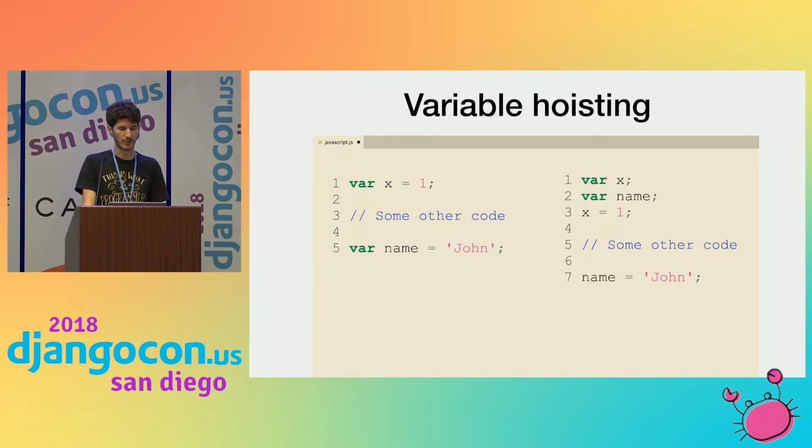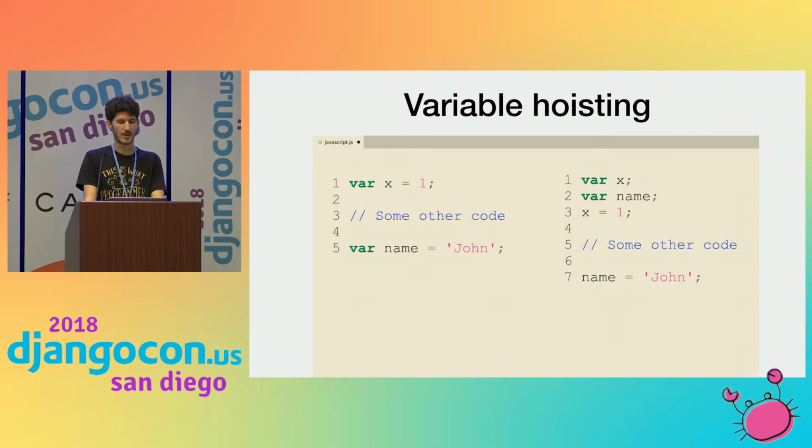OK, and since we're talking about var, let, and const, like I said, generally speaking, you should avoid var. That's because variables defined with var are also hoisted. So use let or const instead. Hoisting, which is something we're not familiar with in Python, means that the two examples here are interpreted in the same way. And this can lead to some unexpected behavior if you're not careful.